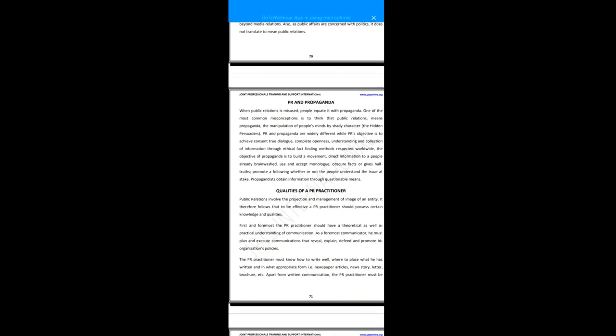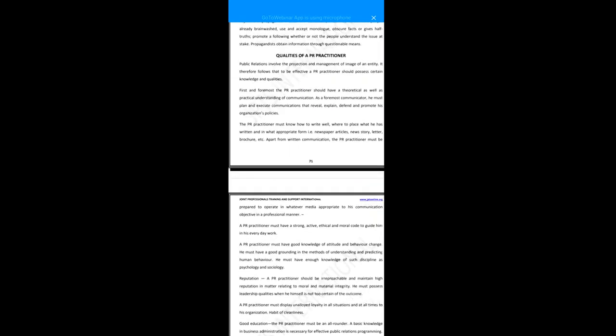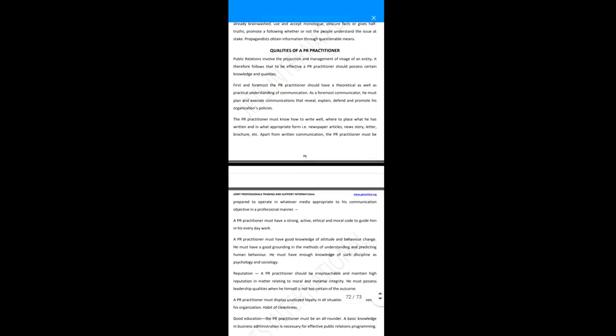So, public relation and propaganda are widely different. While PR's objective is to achieve consent through dialogue, complete openness, and the rest. Let's look at qualities of a PR practitioner. One, public relation involves the projection and management of image of an entity. So it therefore follows that to be effective, a PR practitioner should possess certain knowledge and qualities.